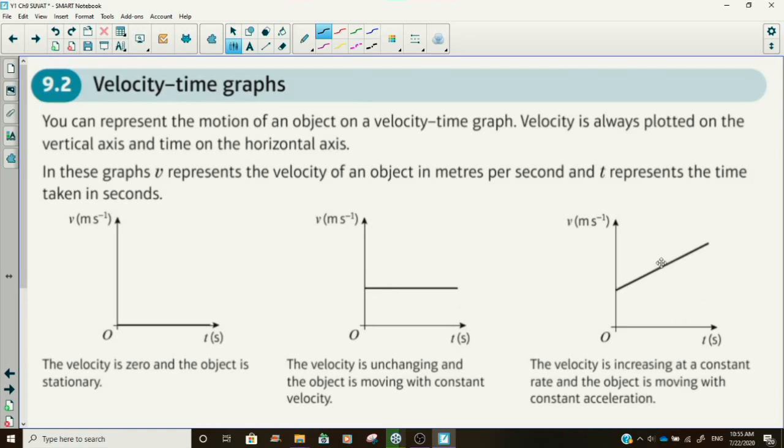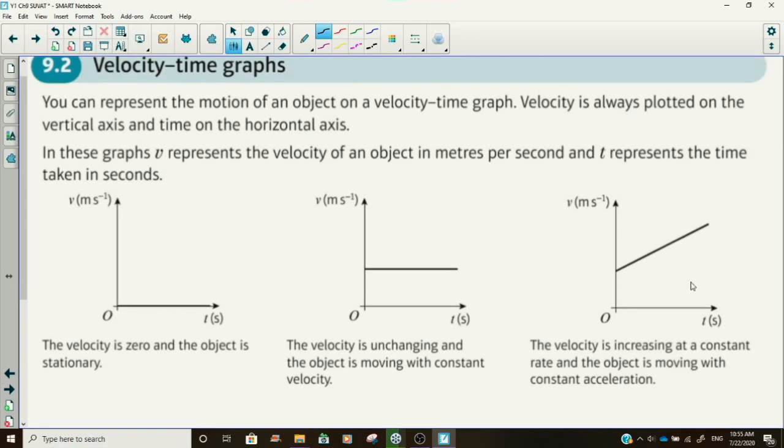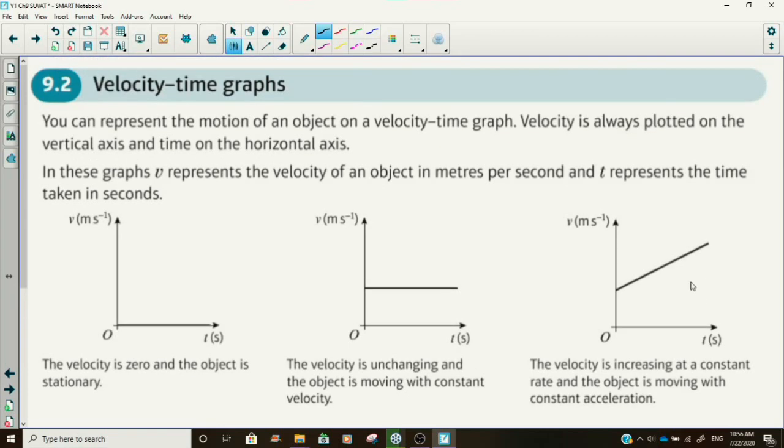If you have a positive gradient, then we have a positive acceleration, so they're getting faster and faster. And a negative gradient just means the acceleration is negative, and they will be getting slower and slower. So there's 3 key points from the velocity time graph.